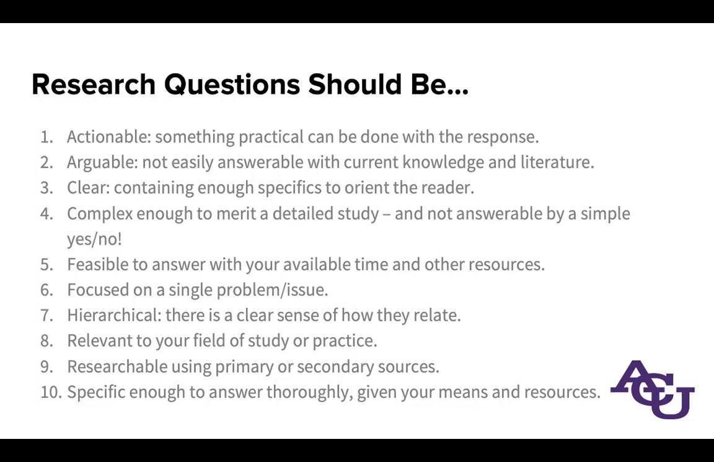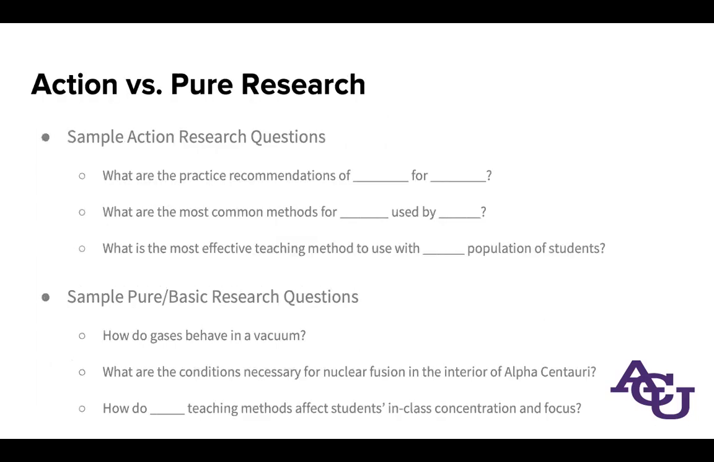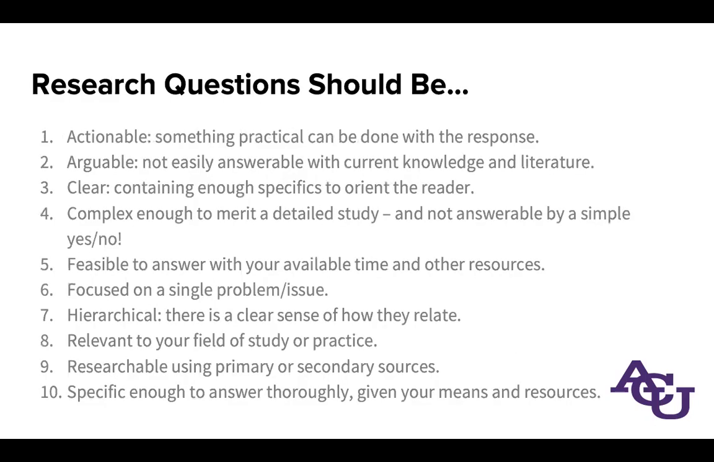All right, what should be clear? By that we mean containing enough specifics to orient the reader. Looking at the second from the bottom question, what are the conditions necessary for nuclear fusion in the interior of Alpha Centauri? That's a very different question from what are the conditions in the interior of Alpha Centauri? Stars are big. There's lots of stuff going on. Making it more specific gives us a chance to actually answer it in the time and space available.